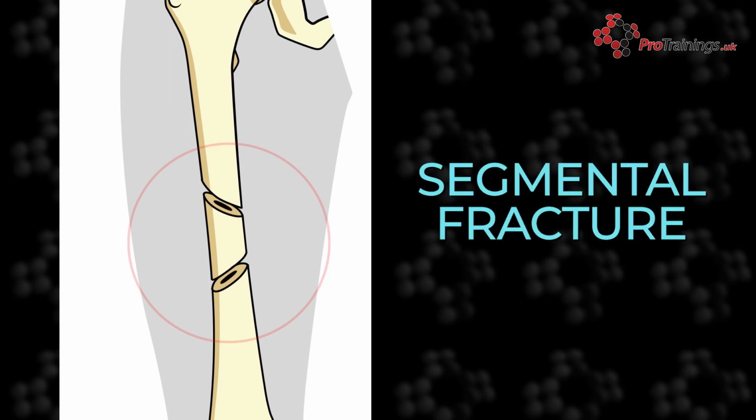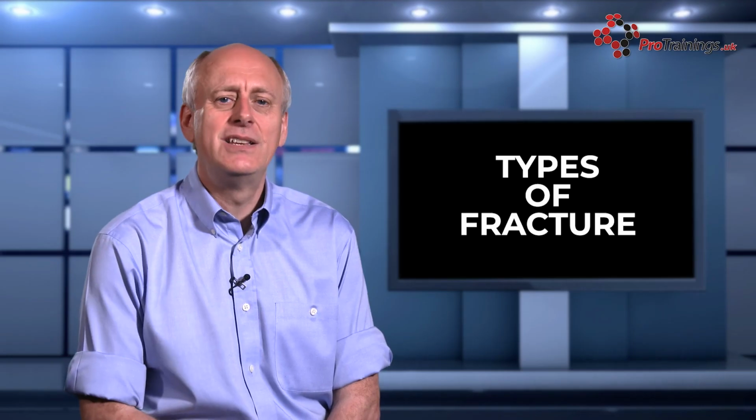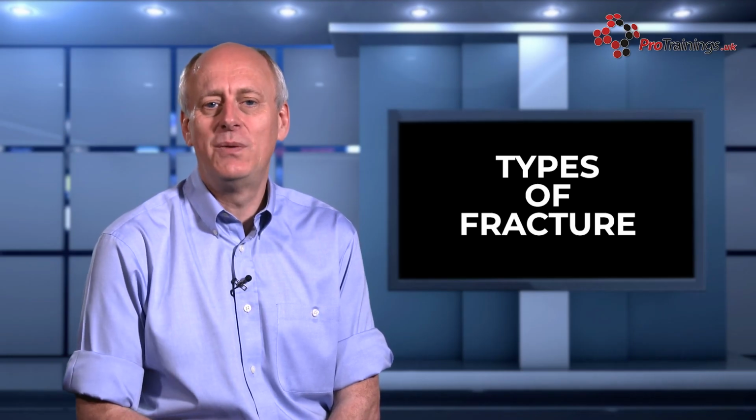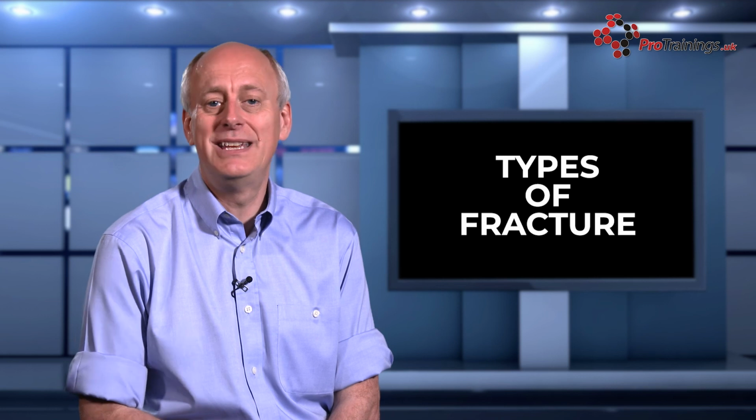The final type we'll look at is segmental fractures, which are common in long bones like the legs, and where the bone is fractured in 2 places, leaving a floating segment of bone between the 2 breaks. It's not essential as a first aider to know exactly what the fracture name is, because the treatment is generally the same.